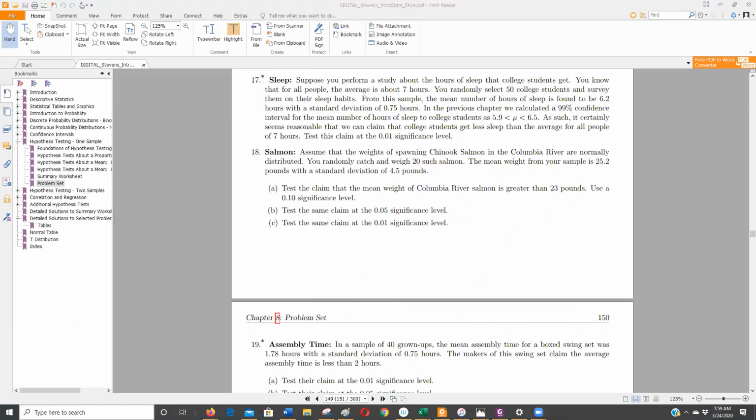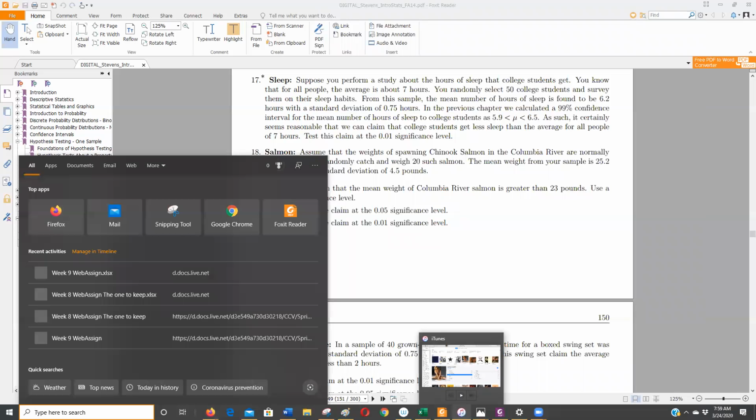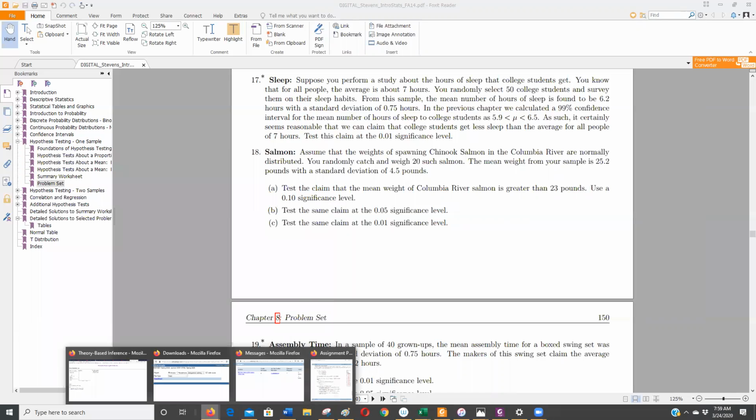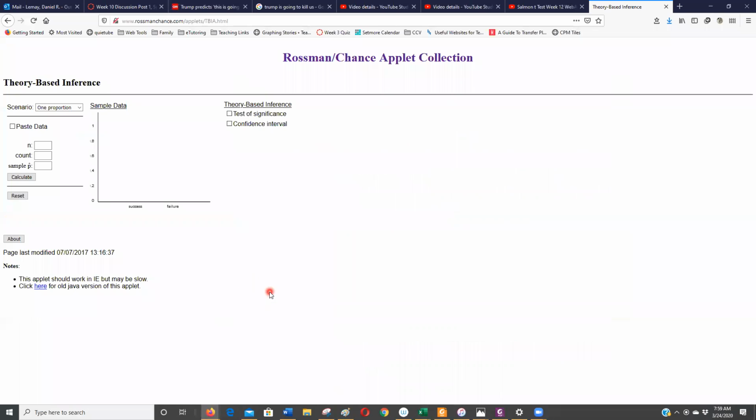The applet that I have right here is my go-to significance testing applet. It doesn't do Z-tests, but it does do t-tests: one proportion Z-test, one mean t-test, and it also does two sample t-tests. We'll see that in chapter 9. I really like this applet because it gives me a picture. I can do confidence intervals and significance tests. You probably saw this last week if you watched some of my videos.